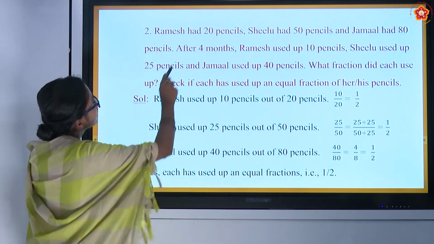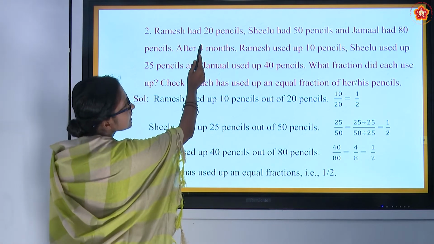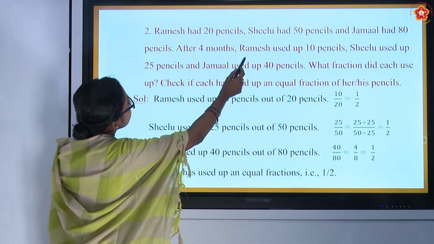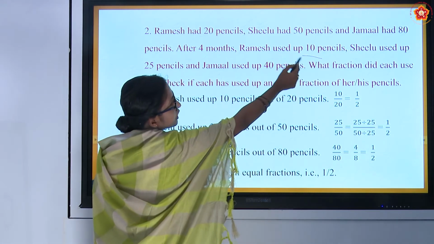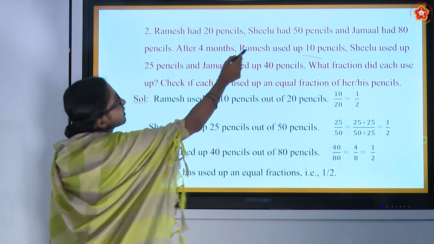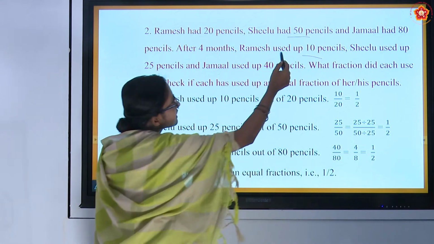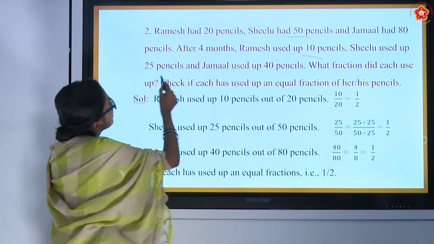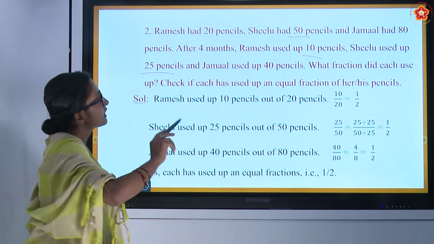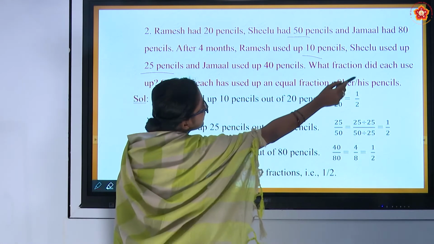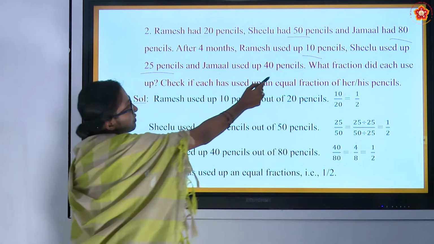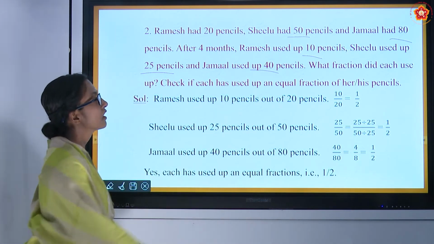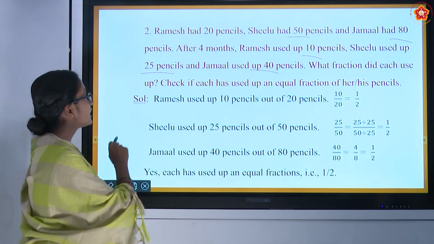In the same way, Ramesh had 20 pencils in the beginning. After 4 months, he used up 10 pencils. Sheelu had 50 pencils in the beginning. Later, she used up 25 pencils. Jamal had 80 pencils. He used up 40 pencils. What fraction did each use up?